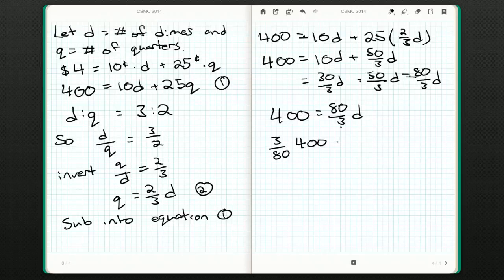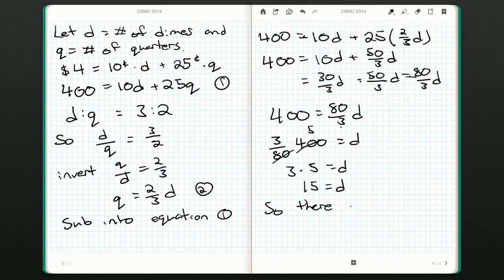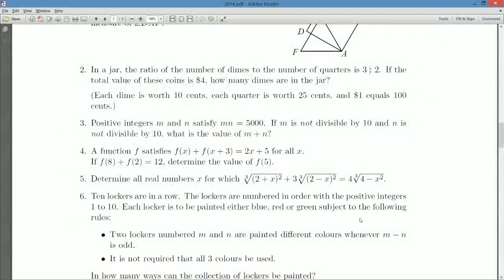So 3 over 80 multiplied by 400 should be the number of dimes. Well, that cancels out with that, and we're left with a 5. So 3 times 5 is the number of dimes. So 15 is the number of dimes. 15 dimes in the jar. I think it was a jar. Was it a jar or a piggy bank? Okay, they're in the jar.